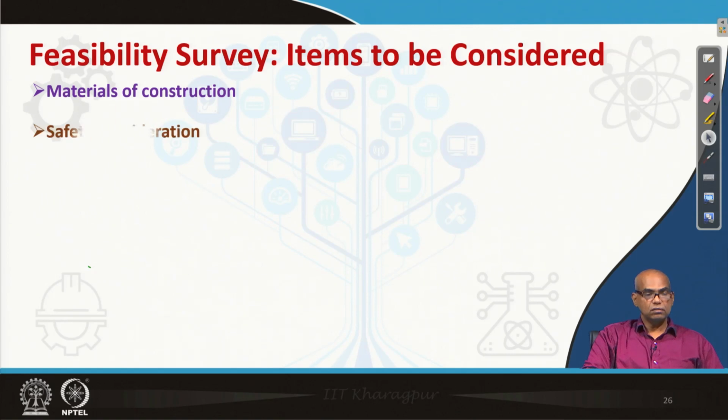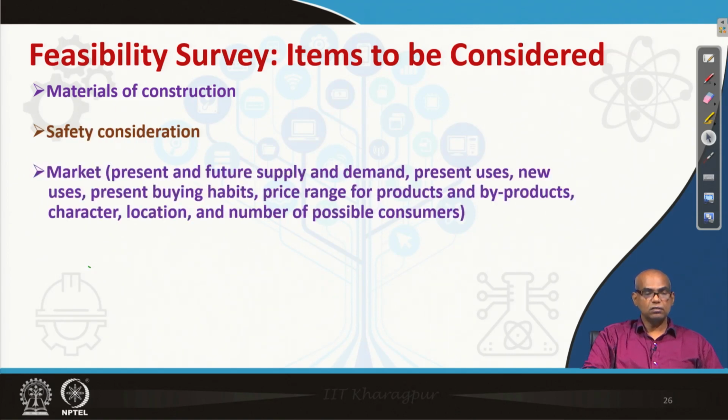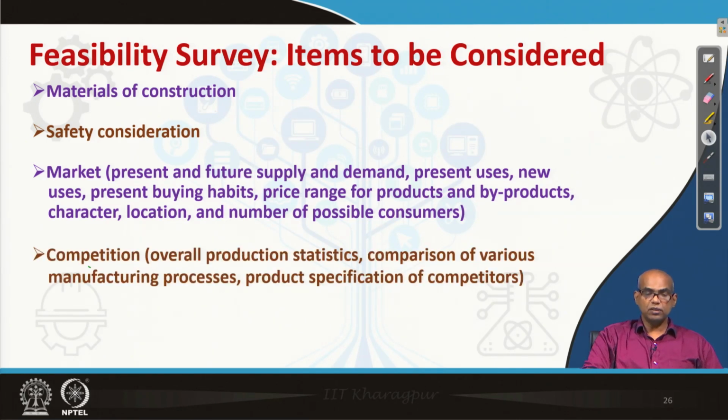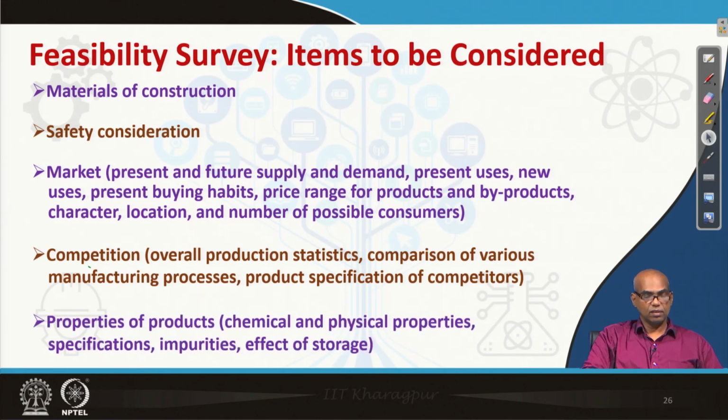Materials of construction, safety considerations, markets: present and future supply and demand, present uses, new uses, present buying habits, price range for products and byproducts, character, locations and number of possible consumers. Competition: overall production statistics, comparison of various manufacturing processes, product specifications of competitors.